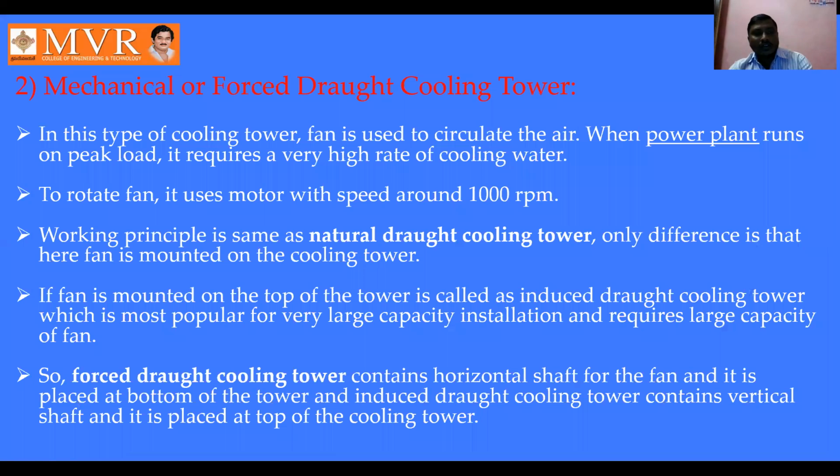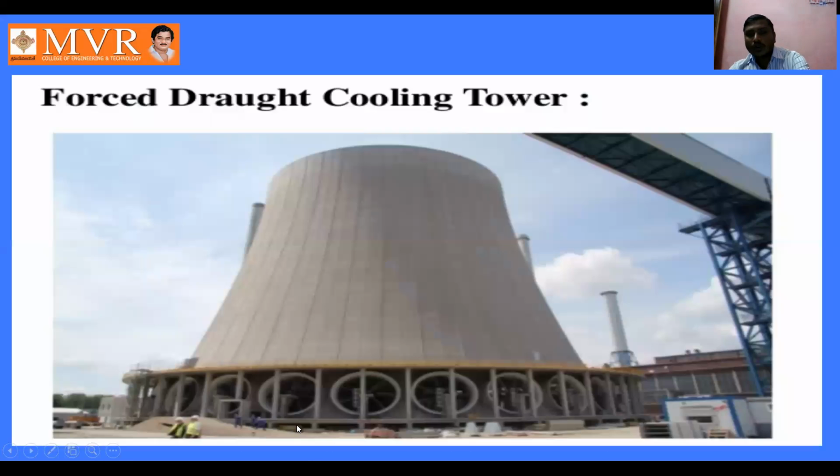See here. The forced draft cooling tower contains a horizontal shaft for the fan, and it is placed at the bottom of the tower. And the induced draft cooling tower contains a vertical shaft, and it is placed at the top of the cooling tower.